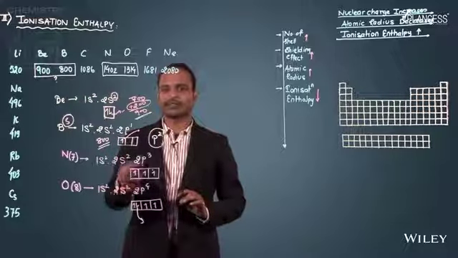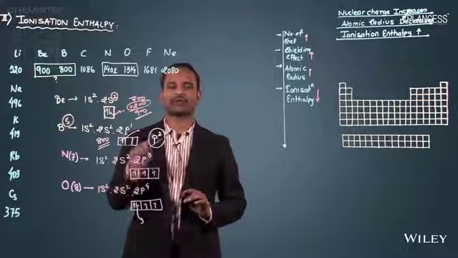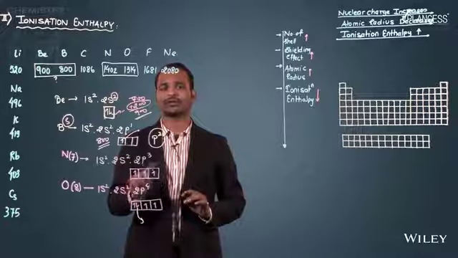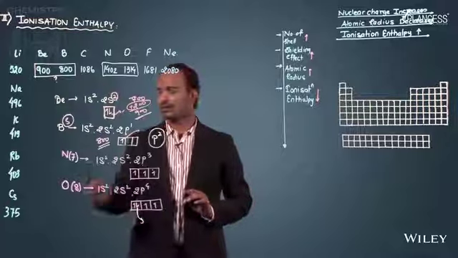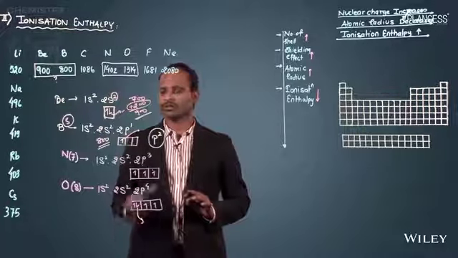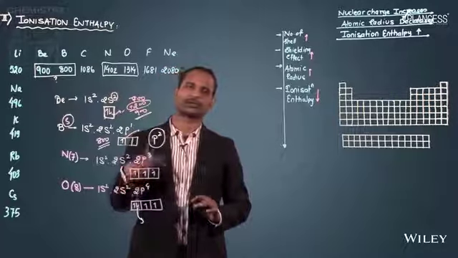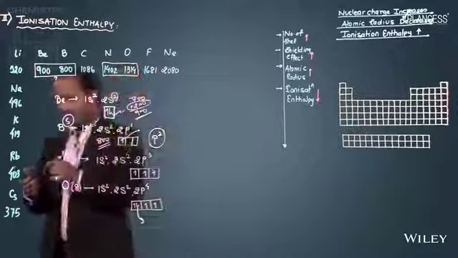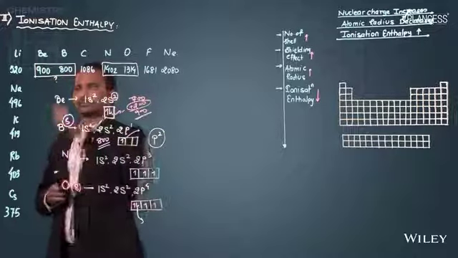The reason that nitrogen has a stable half-filled configuration in its ground state, while oxygen doesn't have any such stable configuration. So since nitrogen is stable, that's why it requires more energy. Okay, now let's see what happens from top to bottom.